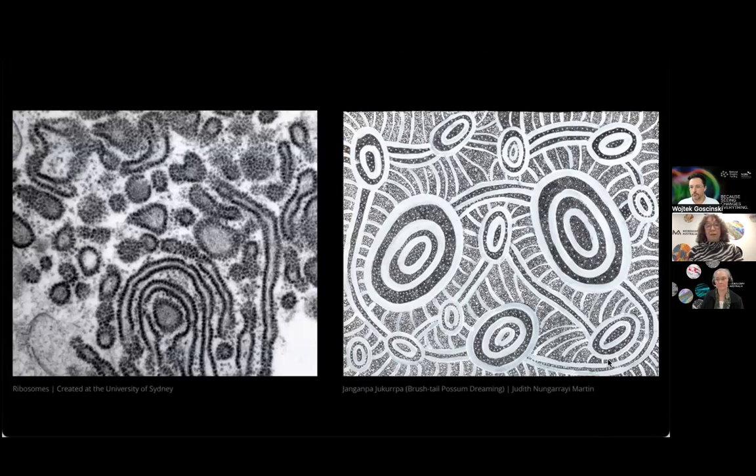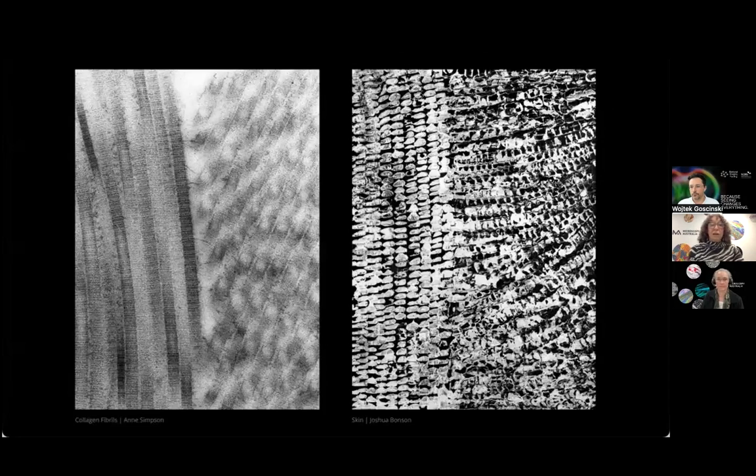And the last one that I want to show you has collagen fibrils in skin on the left, and then a painting by artist Joshua Bonson of crocodile skin, which is his totem. And it also is symbolic of the kinship system and that protective image of skin and that concept of protecting the whole community.